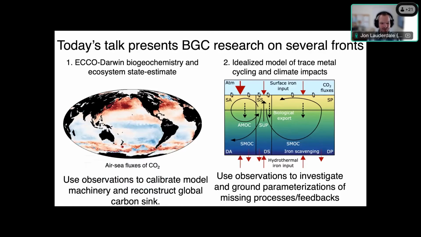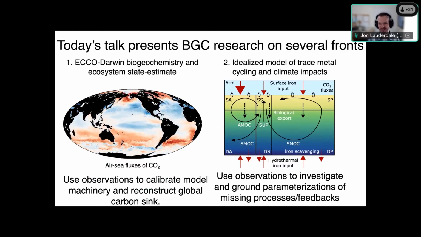So today I'm going to talk about a couple of things. The first is Eco-Darwin, which is an ocean biogeochemistry and ecosystem state estimate, and to look at some interesting results from that. It uses observations to calibrate the model machinery and reconstruct the ocean carbon sink.